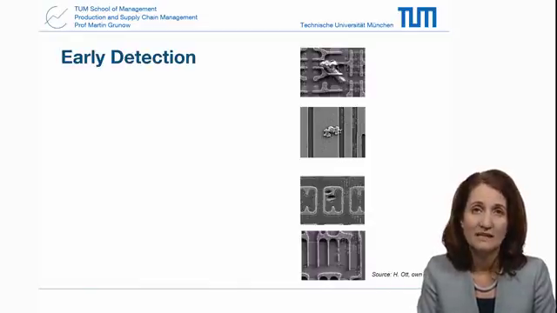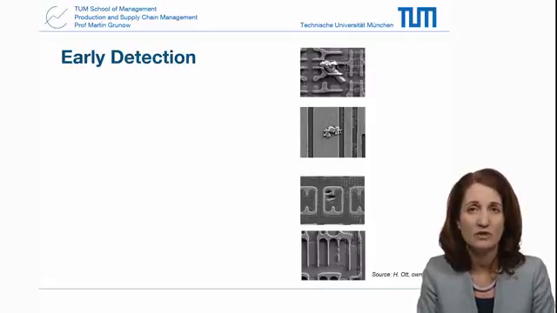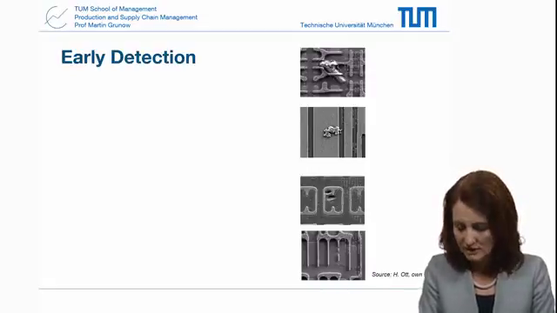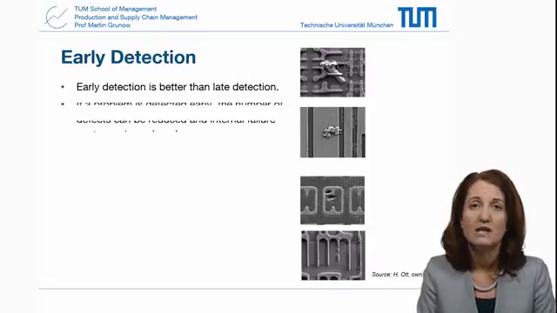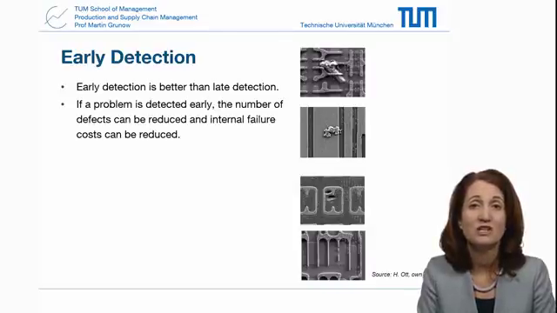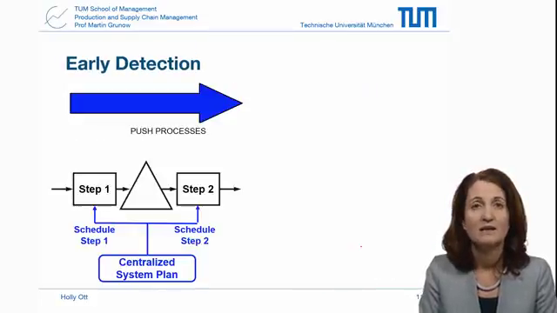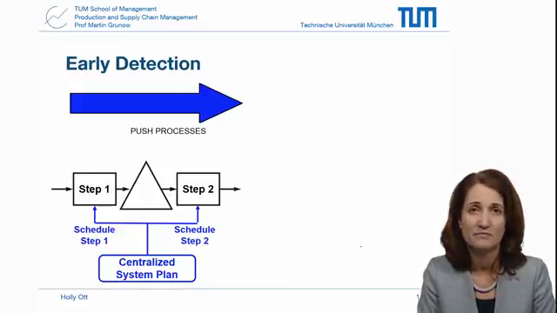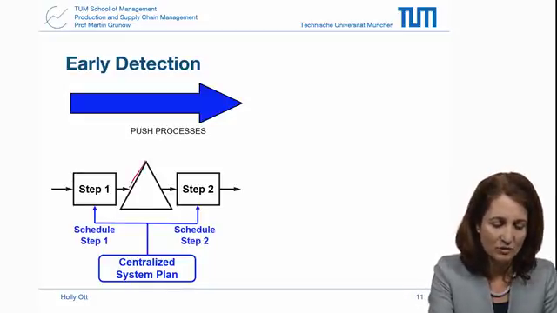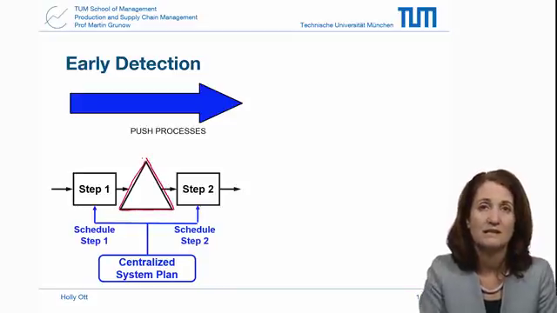Now, defects are not easy to detect. They're often very hard to measure when they're very rare and have many different root causes. But already we can see that early detection is better than late detection. Now, why? If a problem is detected early, the number of defects can be reduced and the internal failure costs can be reduced. Now, here we want to see how this works when we compare a push and a pull system. Now remember, in a push system, inventory is allowed to collect between the steps.